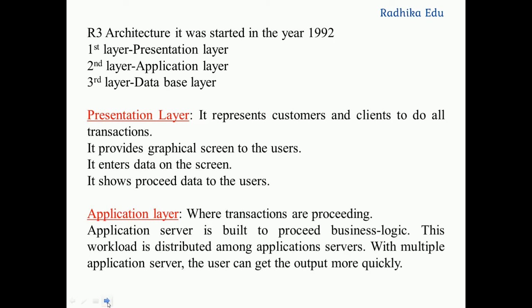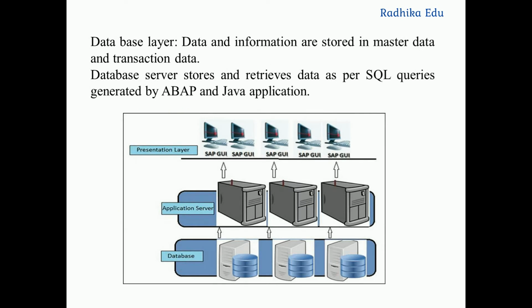Application layer, where transactions are processed. Application server is built to process business logic. This workload is distributed among application servers. With multiple application servers, the user can get the output more quickly.